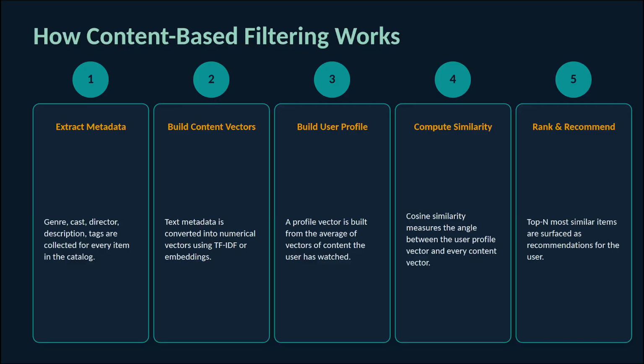So here's the process at a high level. First, metadata is extracted from every item: genre, cast, director, description. Secondly, that text gets converted into numerical vectors. Third, a user profile is built from the average of vectors of content they've watched. Fourth, cosine similarity measures how close any given piece of content is to that user profile. And fifth, the top matches get recommended. The whole pipeline works without any other user's data at all.